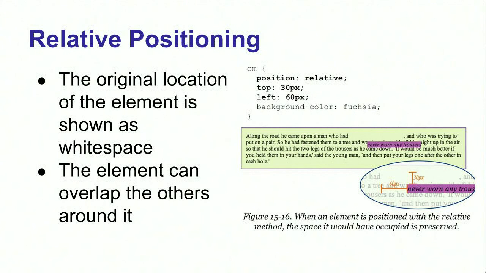Any space it would have taken up before the shift remains as empty white space. If no offsets are given for a relatively positioned element, then it remains where it would normally, though with some special characteristics that we'll cover in a little bit.